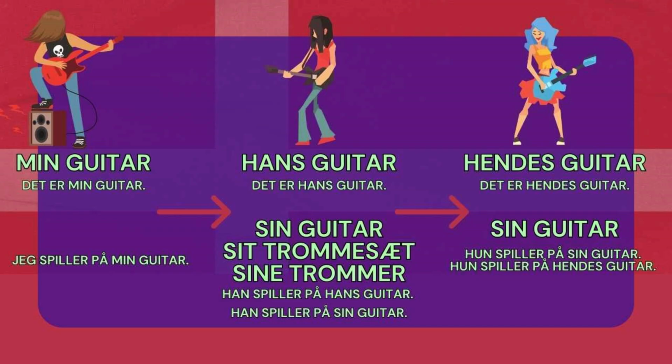But if I say sin guitar, sit trommesæt, and sine trommer, again relating to the noun sin, sit, sine, I now have two sentences here. Han spiller på hans guitar, han spiller på sin guitar.